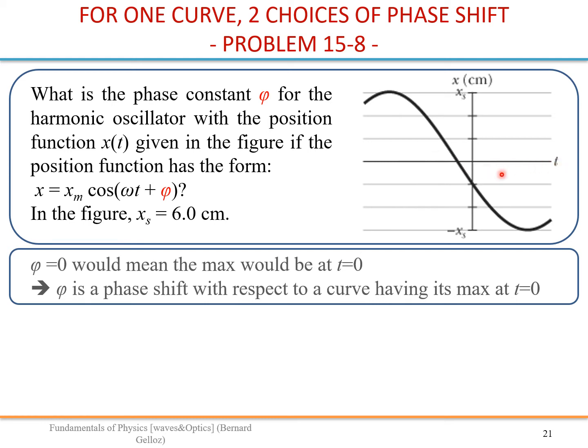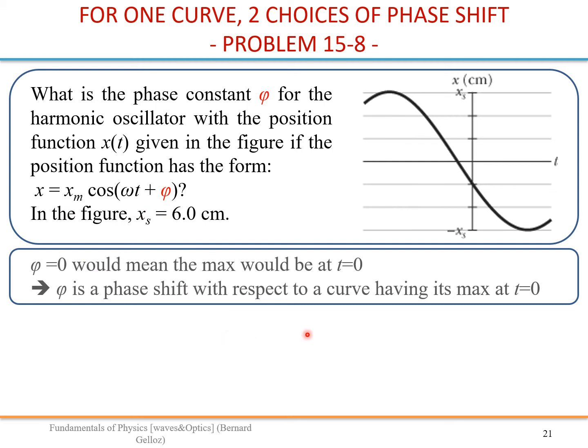And they give you many values as a function of time. For a given time, you have different values. So you have a lot of information. Alright, so just a comment here. Phi equals 0 would mean the maximum of that function would be at t equals 0 here. So your max would be here if phi would be equal to 0. So phi is a phase shift with respect to a curve having its max at t equals 0.